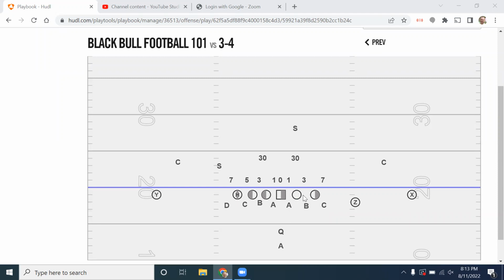Outside of them, on the outside part of the guard, that's the B gap on each side. Outside the tackle, that's the C gap. And then outside a tight end, our H is on the line of scrimmage here. He's typically off, but even if he's off outside, the H is the D gap. And if there was another person outside him, it would be the E gap, and so on and so forth.